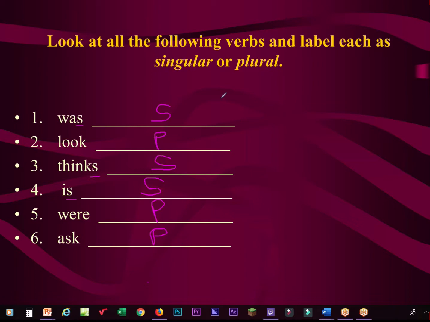And people, again, this is as simple as it gets. If the word ends in S, it's going to be singular.